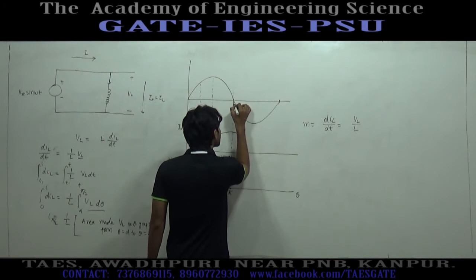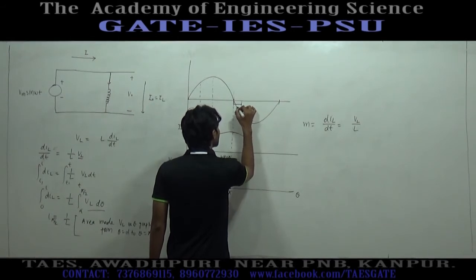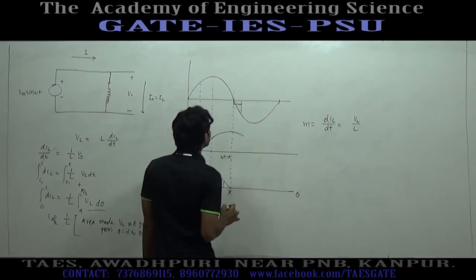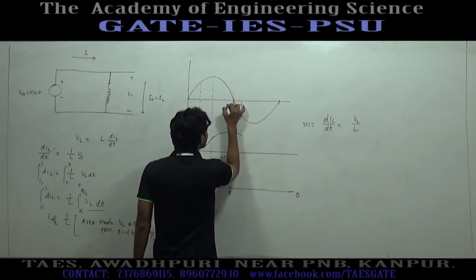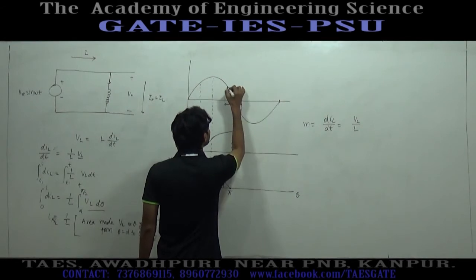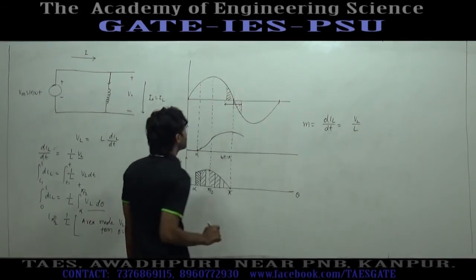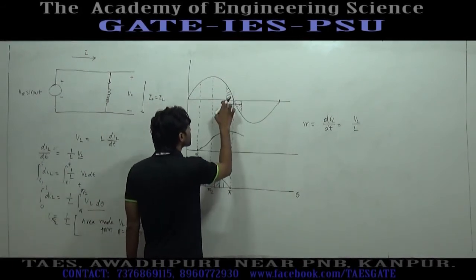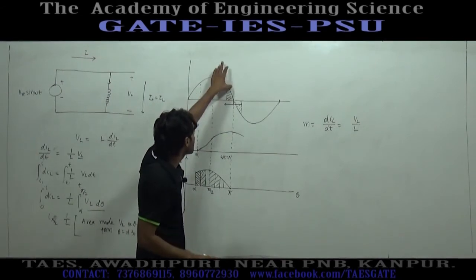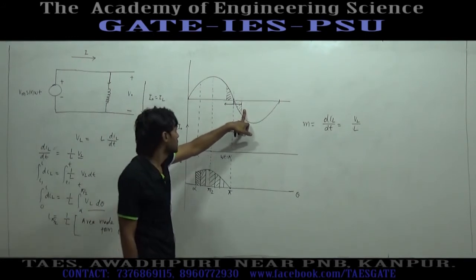If you move some distance in the right direction, you will get this much area made by the voltage graph. If you move the same distance in the left direction, the area made by the voltage graph is the same. This area and this area are the same. But in this interval the area made by the voltage graph is positive, and in the other interval the area made by the voltage graph is negative.